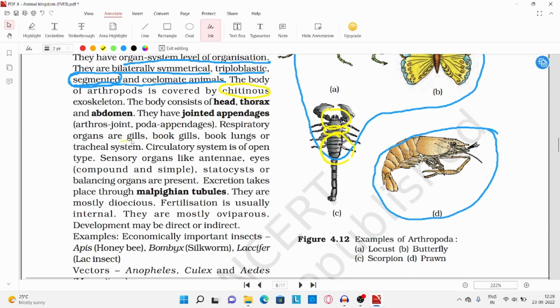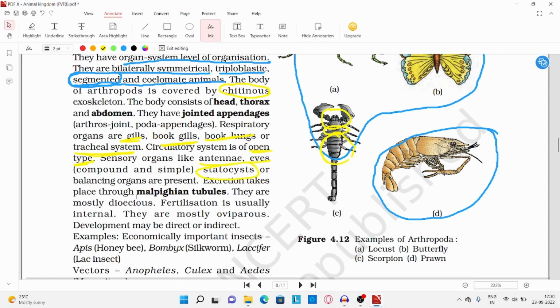Respiratory organs are gills, book lungs, or tracheal system. All these respiratory organs are present in Arthropoda, and different classes have their own specific respiratory system. Now the circulatory system is of open type, so it is not yet closed type, and they don't have iron in their blood, so their blood is colorless. Sensory organs like antennae and eyes, which are compound and simple. Statocysts, or balancing organs, are present.